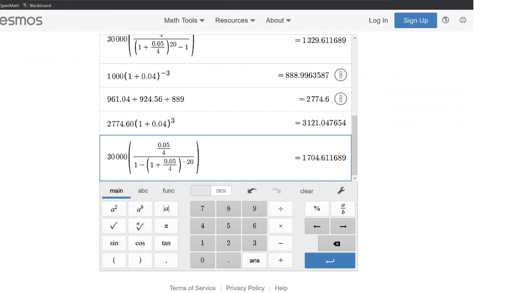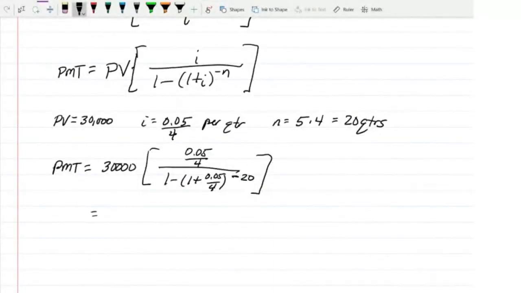You can see that the numbers get really wild if you mess it up because, again, that's a really big exponent. So if you make an error, especially in the parentheses, that makes a really big error in your final answer. All right, so I fixed it. Thank goodness. And it tells me that the payment for this loan would be $1,704.61. And that's a per quarter payment.